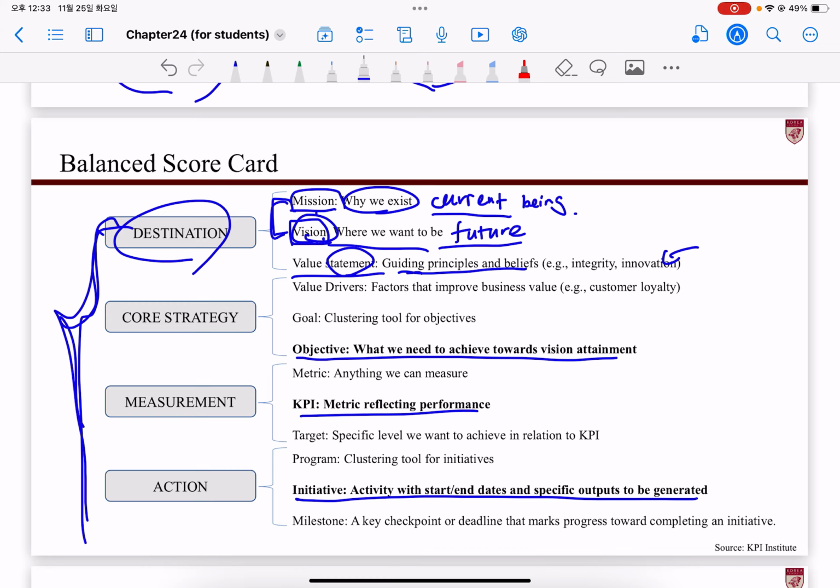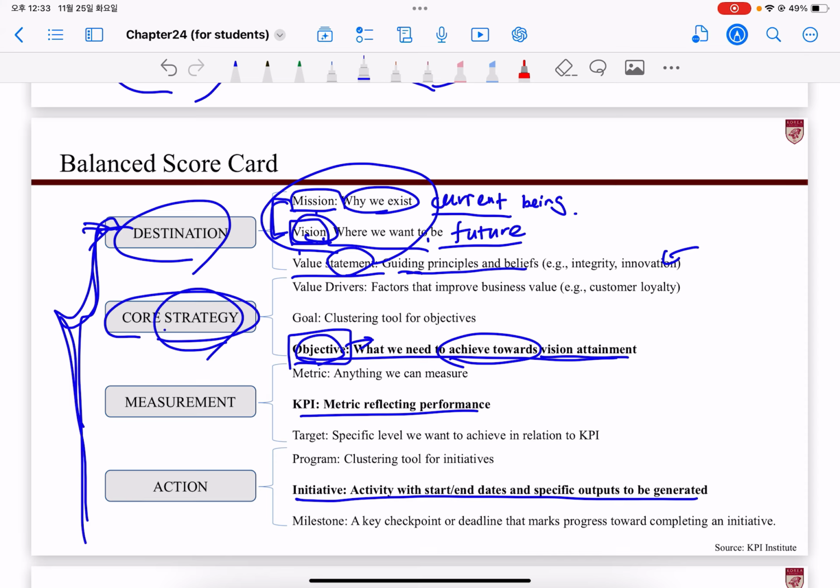But the core common thing for every company is that they have the mission and vision of the company. With that in mind, they also have strategy, right? So for each strategy, they have objectives. So what are they gonna achieve to attain vision, right? So objective can have different words for different companies, right? But essentially speaking, if you have a mission and vision, then you have to have a strategy and objective on what to do, right?